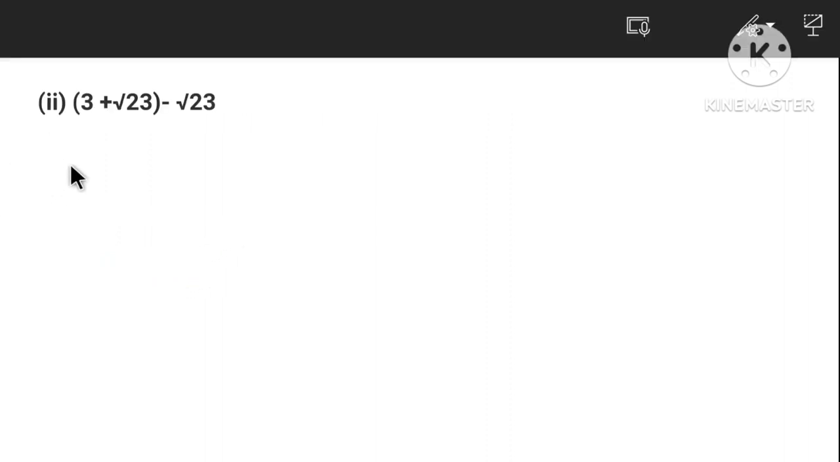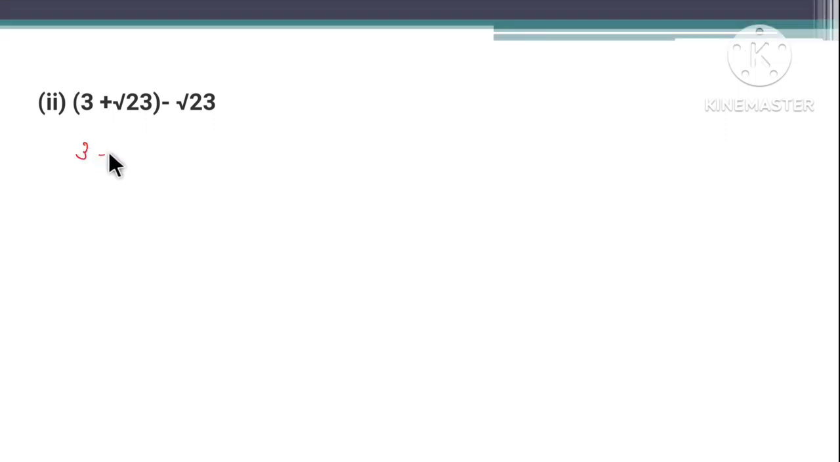Now let's solve the second question. 3 plus root 23 minus root 23. Here first we have to take the bracket, 3 plus root 23, minus root 23. Here we have irrational numbers, but we can cancel them. We are having plus root 23 and minus root 23. So remaining is 3. Here 3 is rational, right?